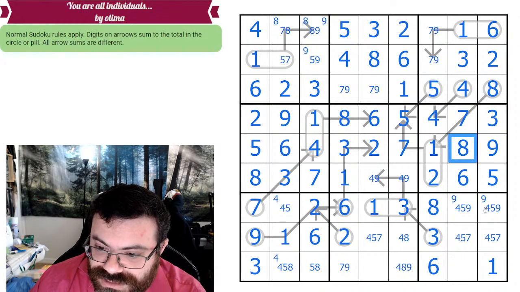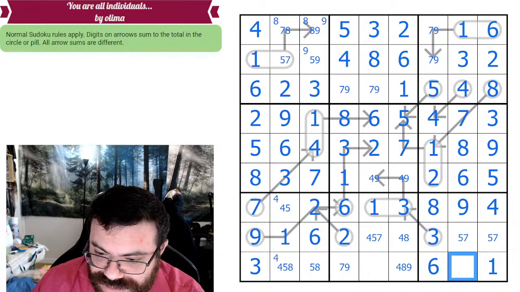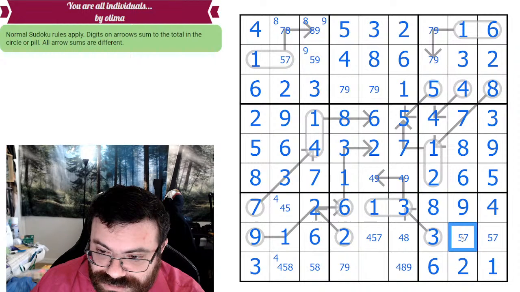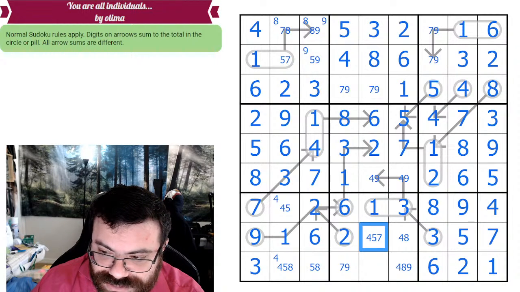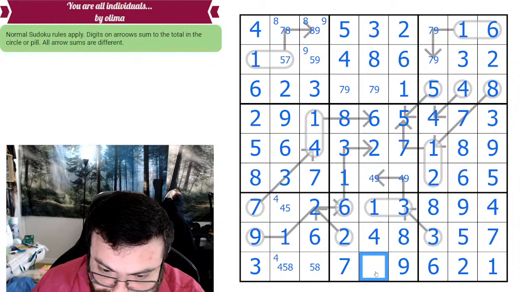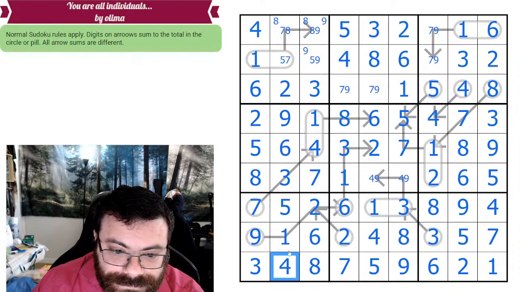The 8, 9 can be cleaned up. Puts the 9 there. This is a 4. 5, 7 pair. That leaves 2 for here. This is 5 and 7 that way. This is not 7 or 5. So that's 4, 8, 9, 7, 5, 8. That's a 5, 4. There we go.